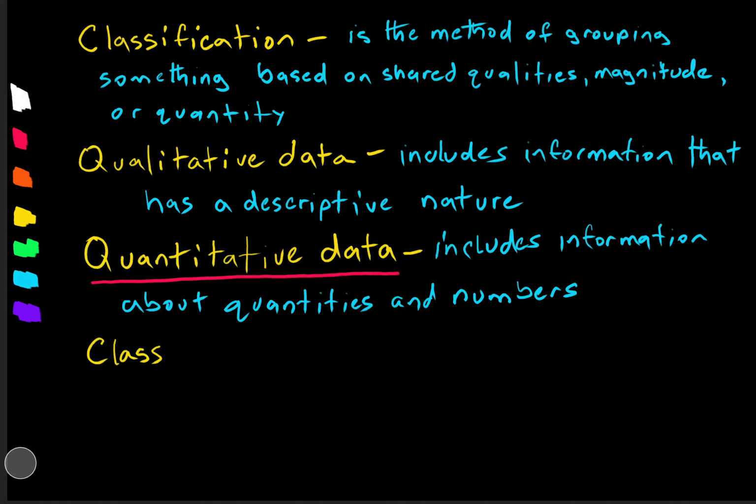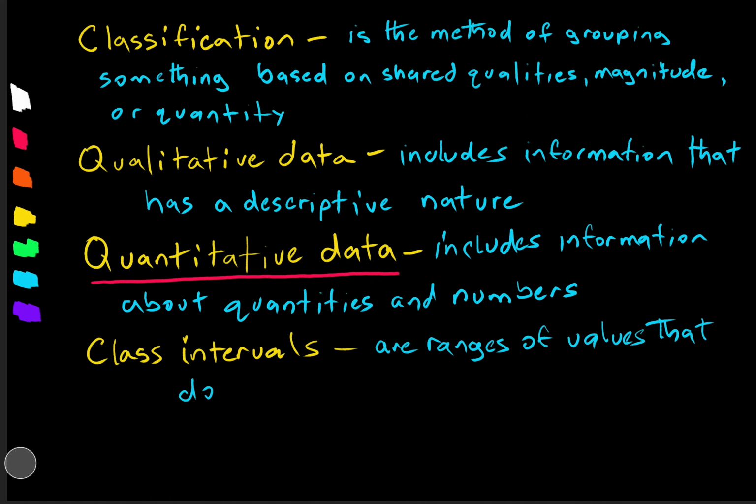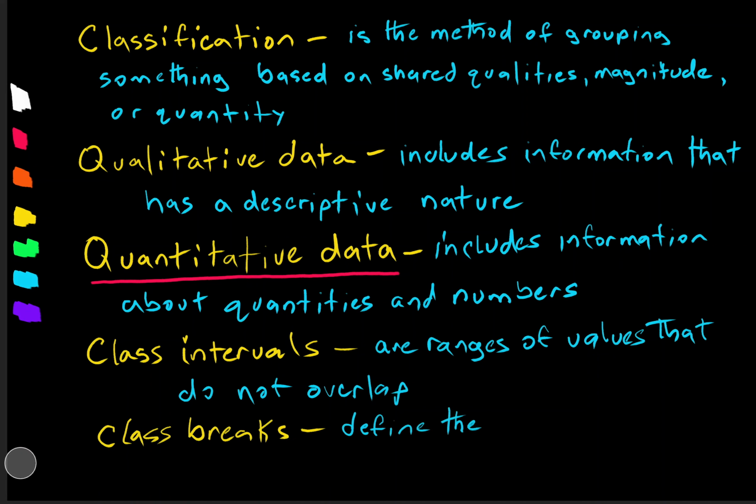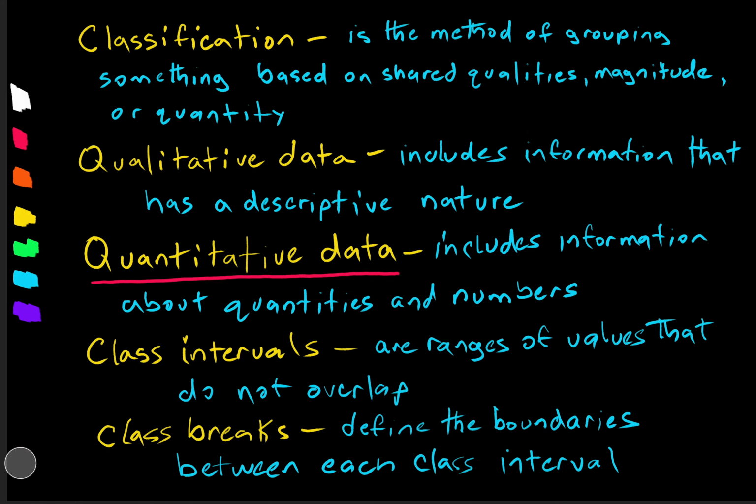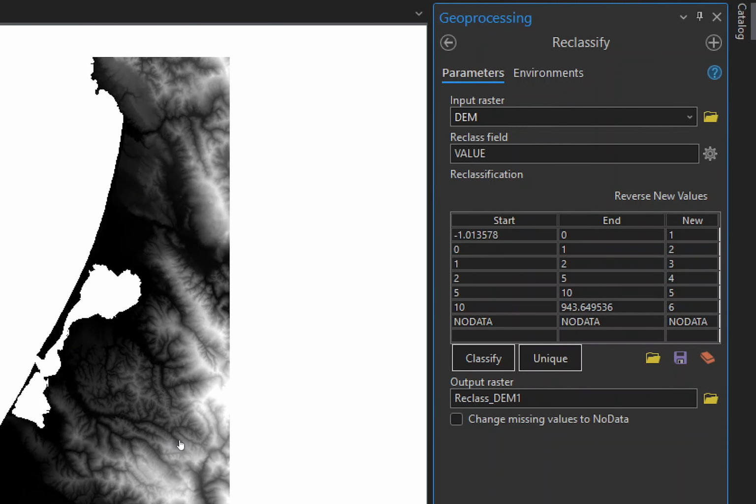We broke the data into 6 groups. We call them class intervals. Class intervals are a range of values that do not overlap. We did this by entering the class breaks. The break value defines the boundaries between each class interval. So if you look at this table in the Reclassify tool, you can see the class intervals under start and end. The end values are the class breaks.